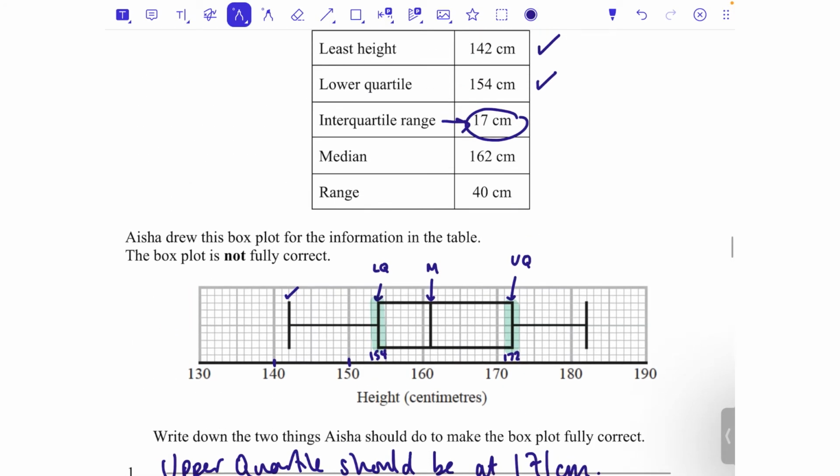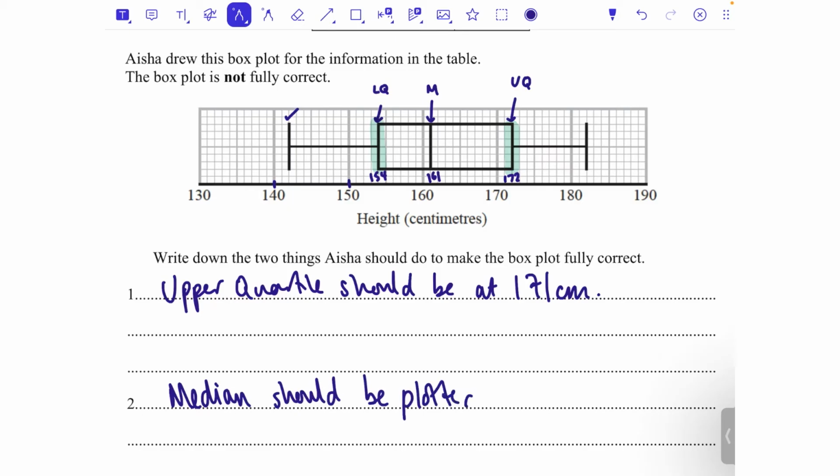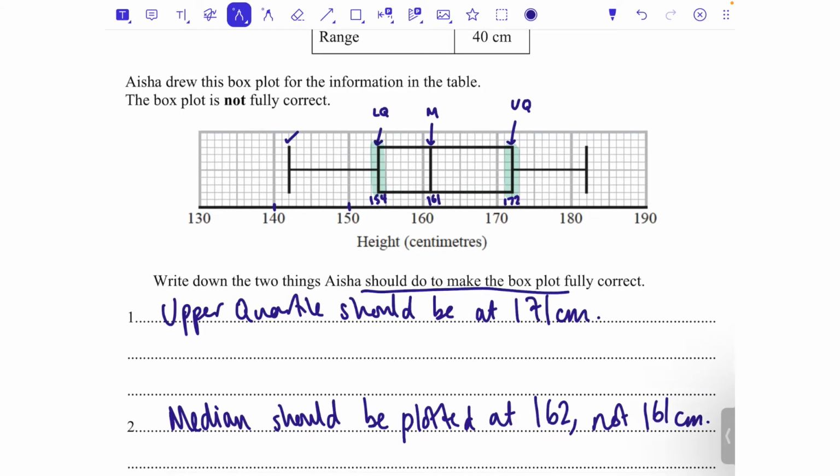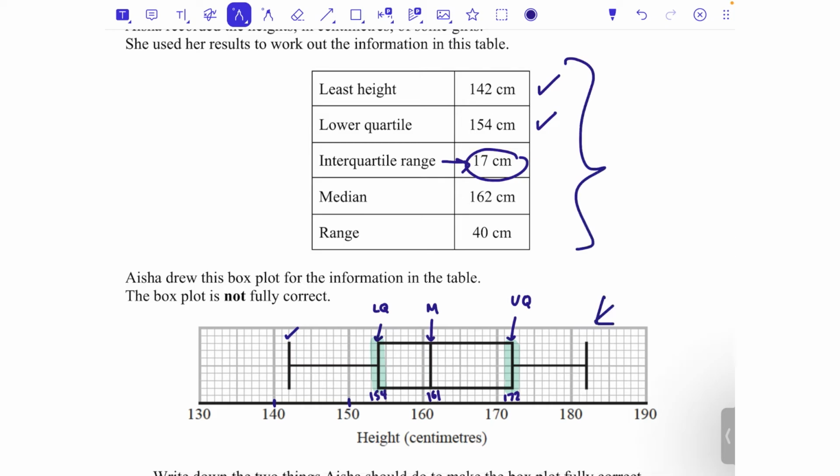Okay, then we'll check the median. The median should be 162, and we can see she's plotted at 161. So median should be plotted at 162, not 161 centimetres. There we go. They've asked me what she should do to make the box plot fully correct. So we're assuming that these values are correct and these values are wrong. And you want to make sure you kind of notice that in your wording.